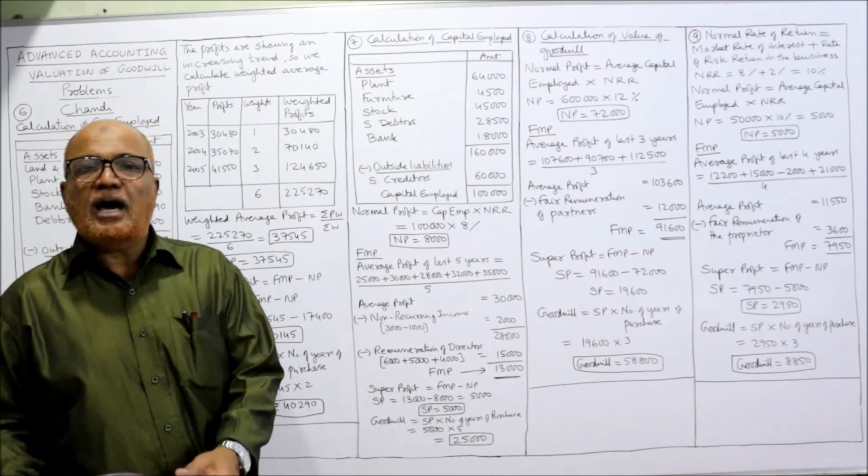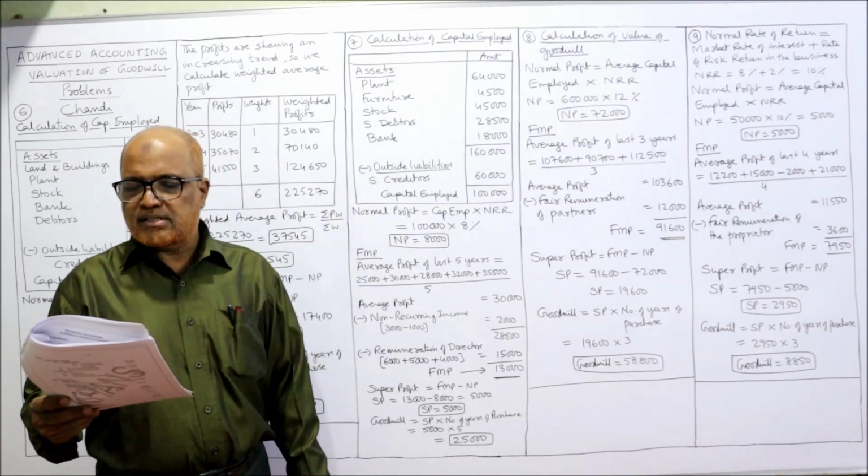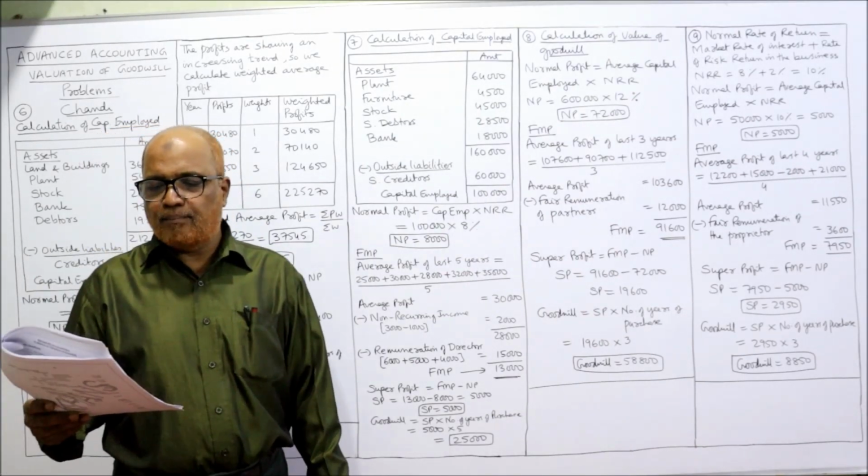Now I am coming to the 9th problem. The following particulars are available in respect of a business carried on by Mr. Y's head.